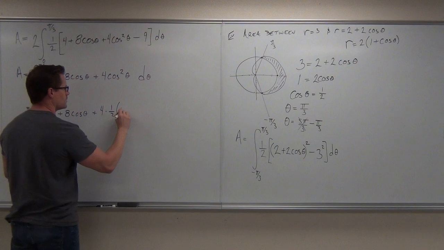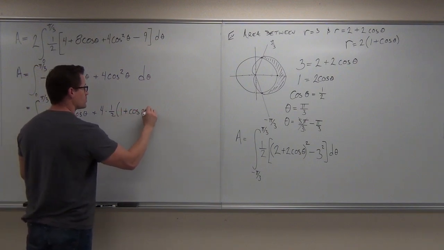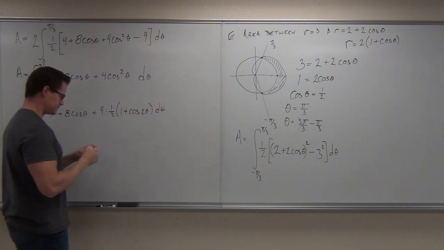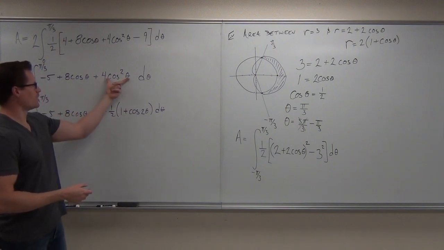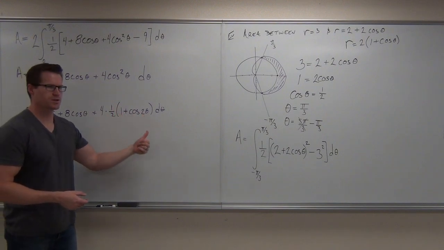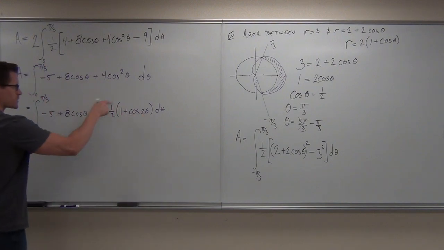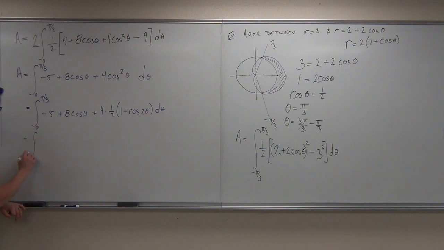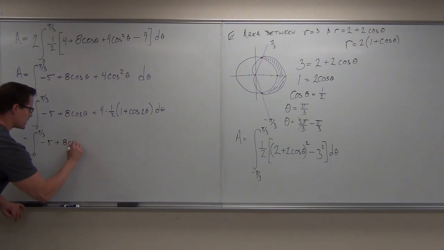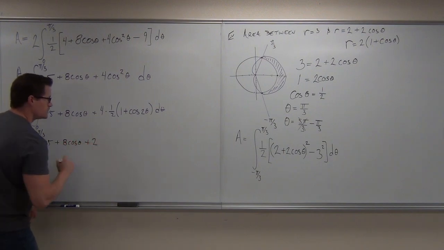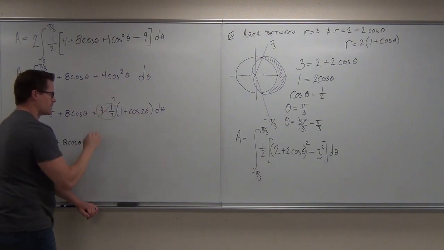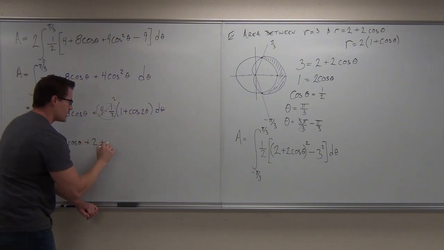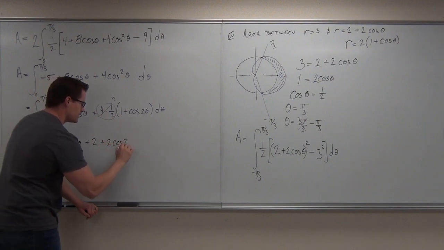1 half, 1 plus cosine 2 theta, d theta. Yeah, we're going to use that identity. So this says, well, keep the 4. This is 1 half times 1 plus cosine 2 theta. What's nice for us, we got even numbers. So 4 times 1 half is 2. We go, all right, cool. We got 0 to pi over 3. We got negative 5 plus 8 cosine theta plus 2. If this whole thing is 2, then I have 2 plus 2 cosine 2 theta.